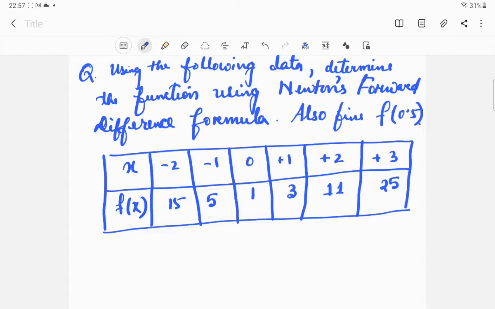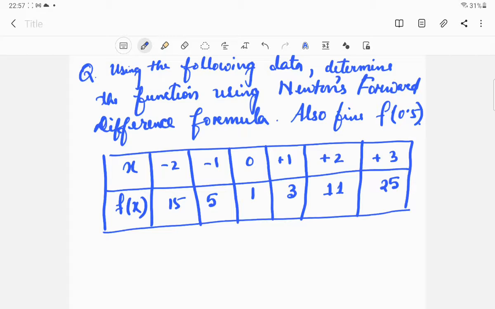Hello students, today we will solve one numerical problem using interpolation with Newton's forward difference formula. Already in the first video about interpolation I have told you that if there is equally spaced data, then you are supposed to use Newton's forward difference formula for the interpolation. Similarly, if it is unequal or non-evenly spaced data, then you need to use the Lagrange interpolation.